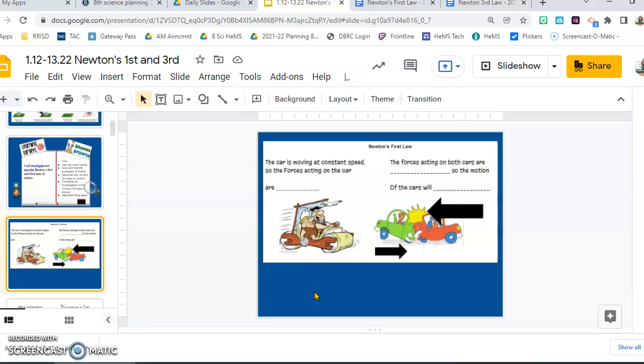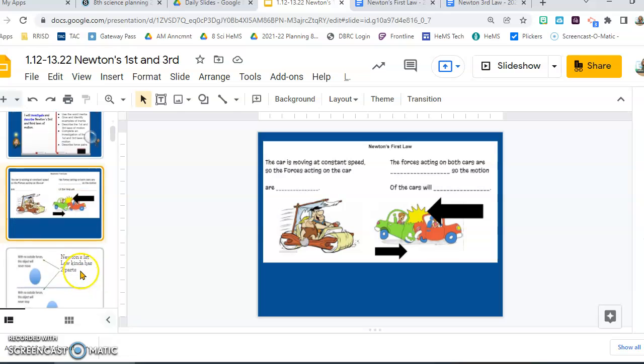All right, forces acting on the other two cars are different. Because if you look, this is a smaller arrow, and there's a smaller car here, and there's a larger car and a larger arrow to give you a picture view. So the motion of the cars will actually be different because the forces are unbalanced. They're not the same. We talked about that last week.